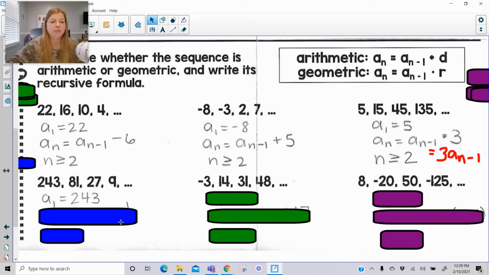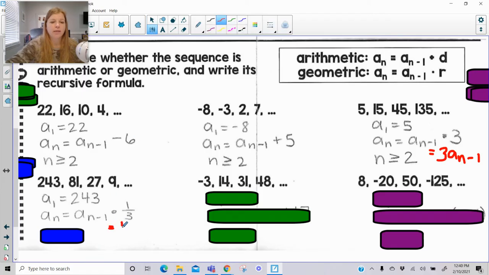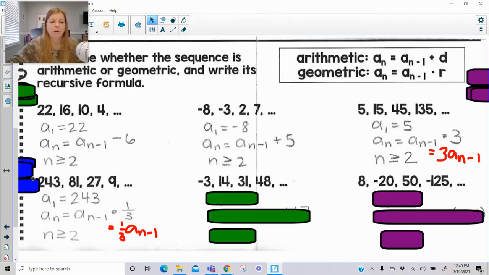It's definitely geometric. So it's a sub n equals a sub n minus 1 times 1/3. Or again, I can rewrite that as 1/3 a sub n minus 1. And then it always ends with n is greater than or equal to 2.